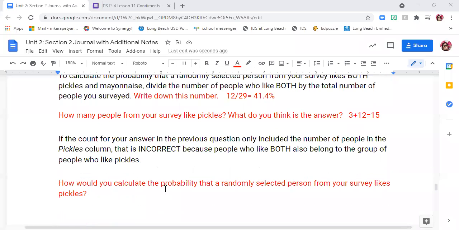So this explains the whole situation. If you said 3, it explains why it should be 15, because we have to include both. It doesn't say pickles only, it says pickles in general. So people who said pickles only plus people who said both like pickles, okay?